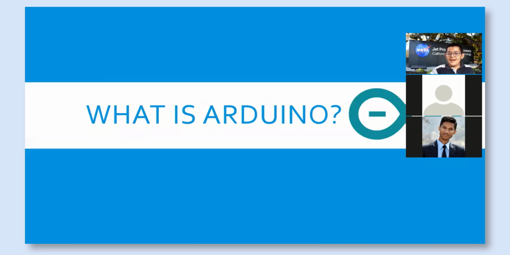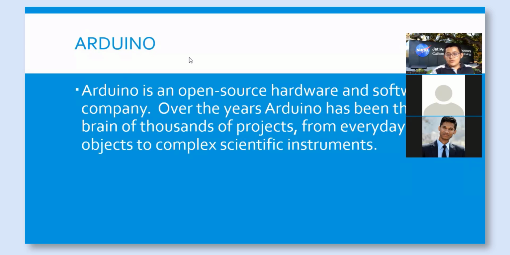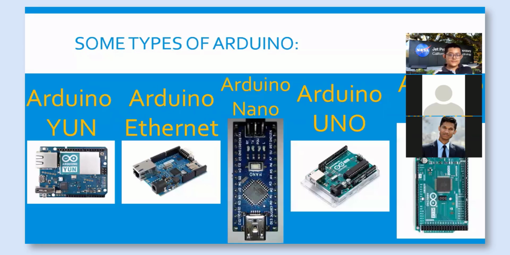So what is Arduino? Arduino is an open source hardware and software company. Over the years, Arduino has been the brain of thousands of projects, from everyday objects to complex scientific instruments. I said complex scientific instruments because nowadays NASA is also using it to prototype in their satellites.